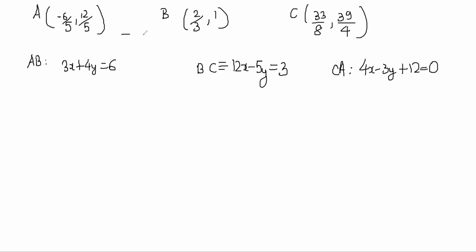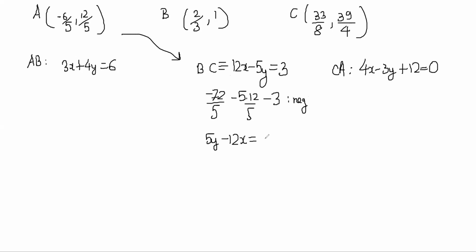BC side, right? A is opposite BC, so you'll get minus 72/5 minus 5 into 12/5 minus 3. So you're getting a negative thing. So multiply the BC equation by minus 1. So 5y minus 12x is equal to minus 3. So your equation has become 5y minus 12x plus 3 is equal to 0. This is your new line equation, right?